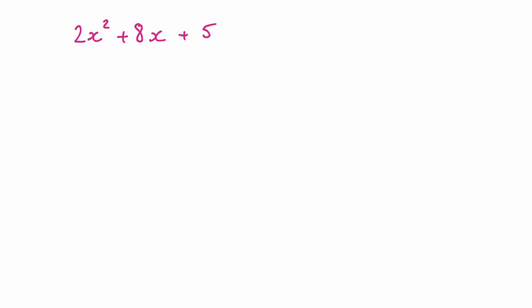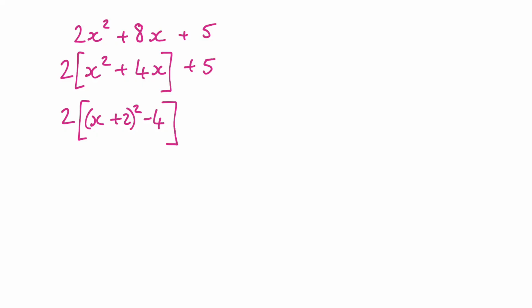Here we have another one. This time the coefficient of the x squared term is 2. So the first thing we'll do is we'll divide these terms by 2. That will give us 2 outside and x squared plus 4x inside the bracket. Then we will complete the square for these 2 terms, which will get x plus 2 all squared minus 4.